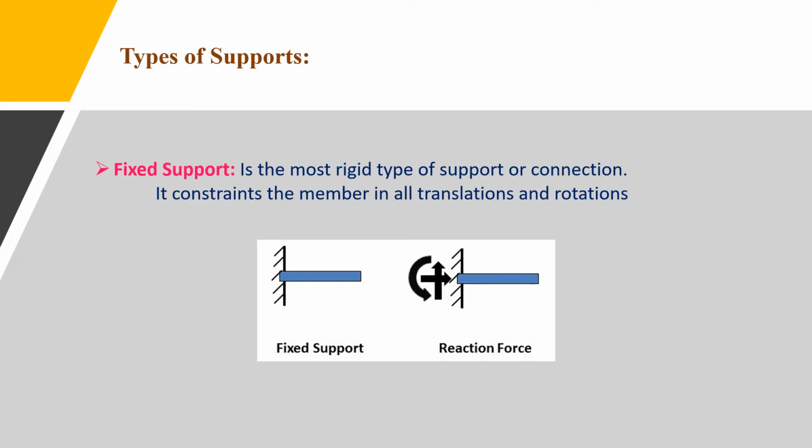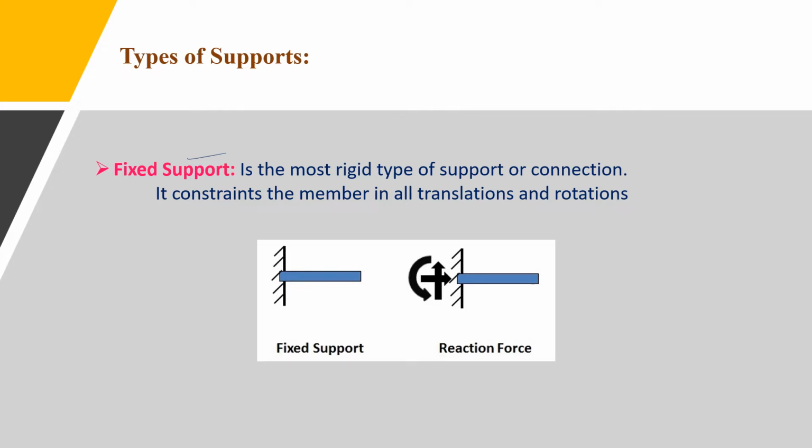So the fixed support is a type of support which is capable of resisting all types of loads, meaning horizontal loads, vertical loads as well as the moments. It does not allow any type of rotation and translation to the structural members. It resists all the vertical loads, horizontal loads and moments. So this type of support is also called a rigid support. Means fixed support is also called a rigid support.